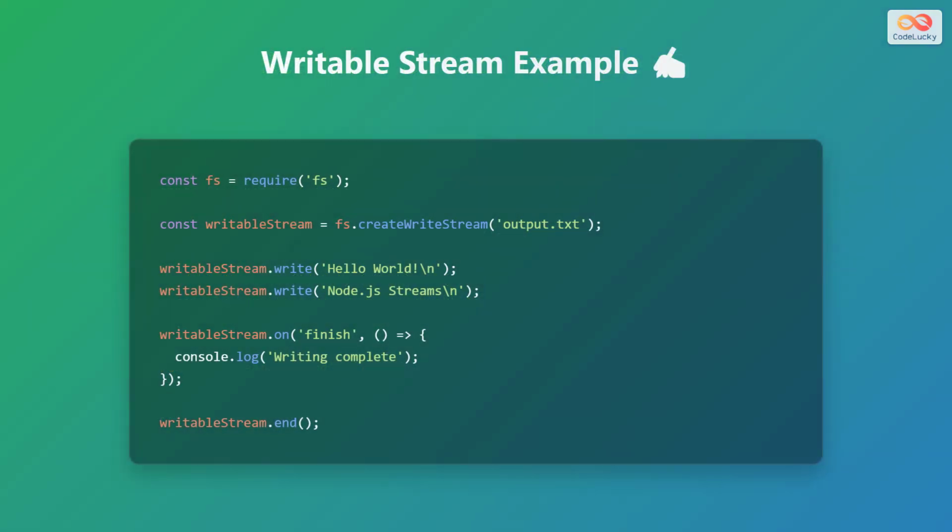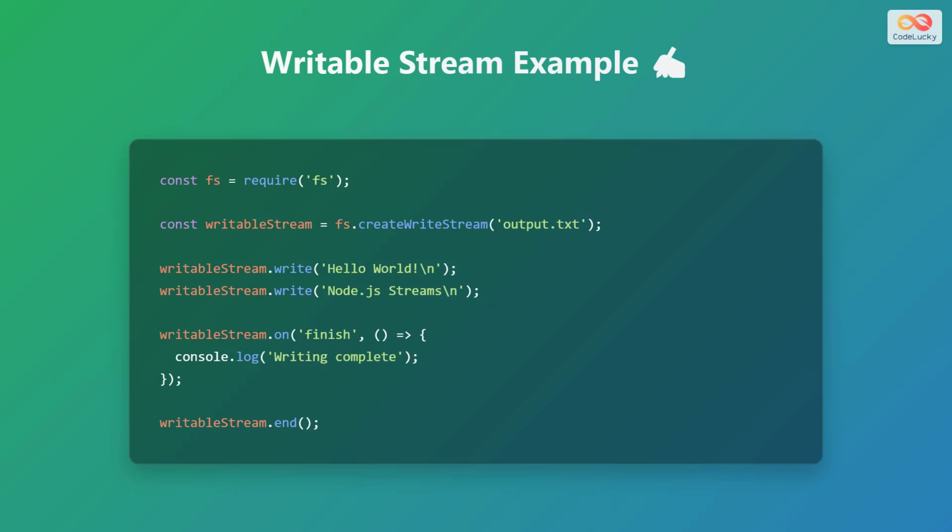Here's an example of a writable stream. First, the file system module is imported using the require function and assigned to the variable fs. Next, a writable stream is created using the createWriteStream method of the fs module, writing to the file output.txt. Then, 2 lines of text are written to the stream using the write method.